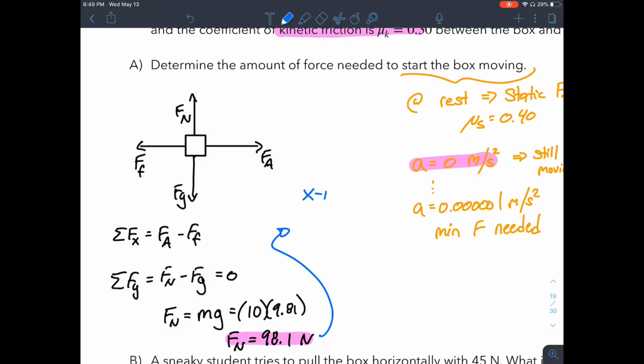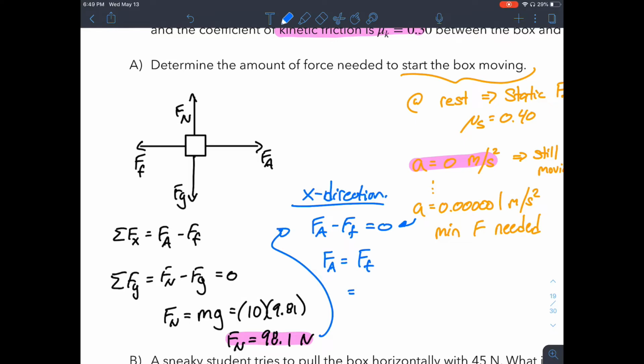Okay, not in x, in the x direction. What we have is the applied force fighting against the force of friction, and all of that is equal to 0. And that's because of this nice little note right beside it that our acceleration is essentially 0. So in this case, our applied force is just equal to the force of friction.